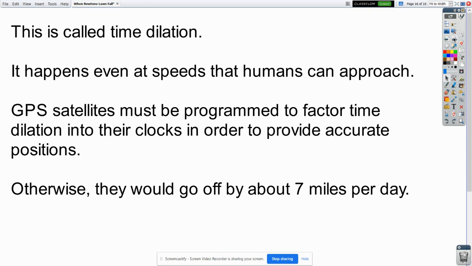And it's only milliseconds that it would change per day. Only a very small number of milliseconds per day would be lost by the satellites as they're in motion. But because of the distances they are away from Earth, that would put the GPS signals off 7 miles every day if the satellites didn't adjust for how fast they were moving.